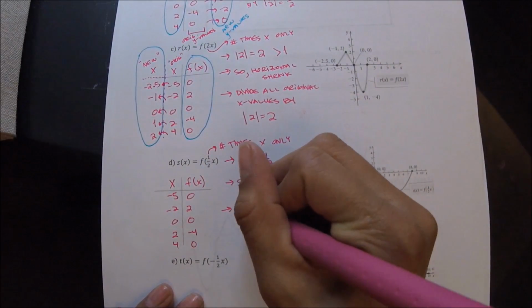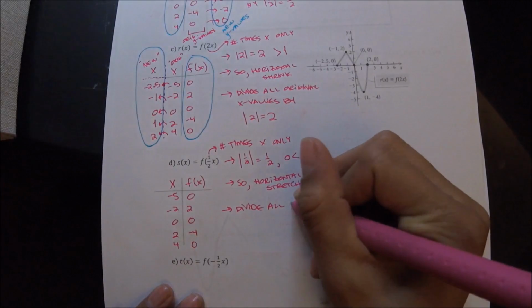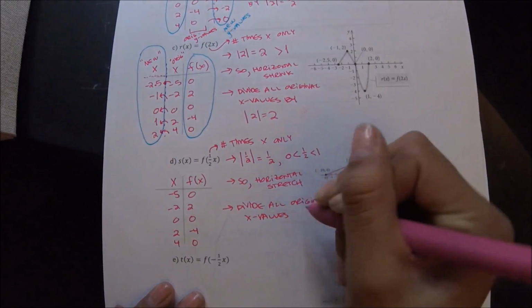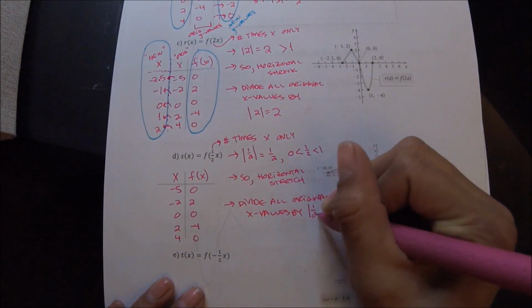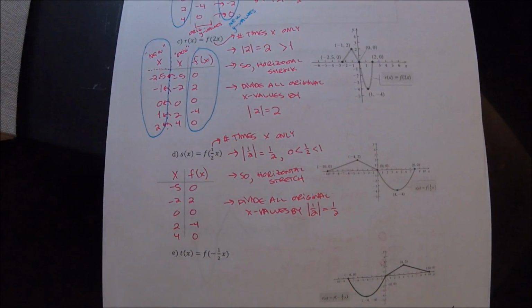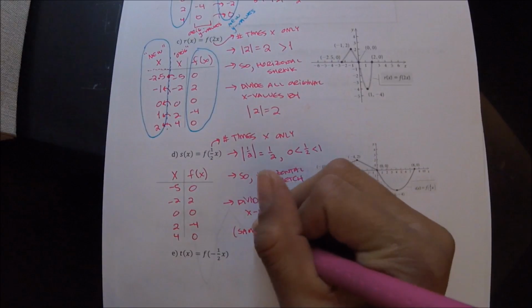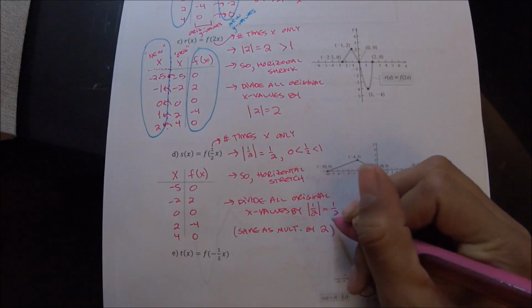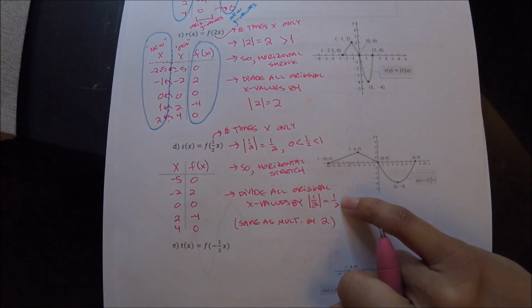and we are supposed to again divide all the original x values by the absolute value of a half, which in this case is a half. But think about what this is saying in terms of fractions. Well, we know how to divide fractions. If you divide a number by a half, that's the same as multiplying by the reciprocal of 1/2. So this is the same as multiplying by 2, because the reciprocal of 1/2 is 2.